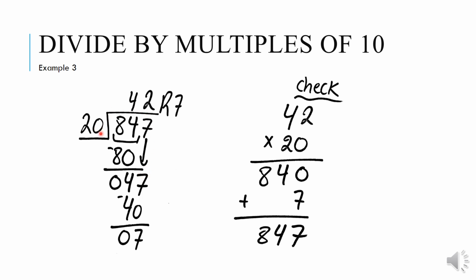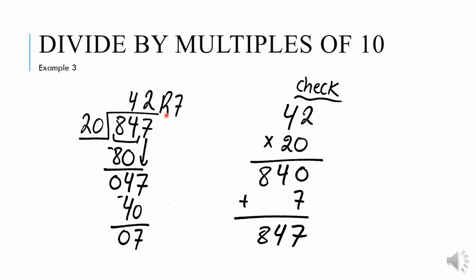process. How many 20s do I need to make 47 or almost 47? 20 times 2 is 40. 20 times 3 is 60. 60 is greater than 47, so I should use the 20 times 2. I write the 2 in the quotient next to the 4. What's 20 times 2? It's 40. I write it directly under the 47. 47 minus 40 equals 7.